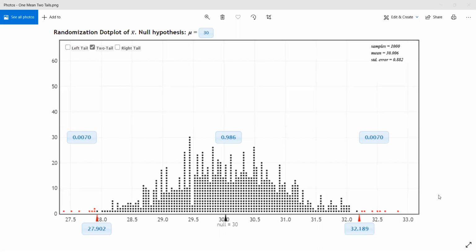You say 1% level of significance. Do we reject or not reject the null hypothesis? We don't reject. Okay, do not reject. Everybody agree with that? And why? What's the reason we do not reject?